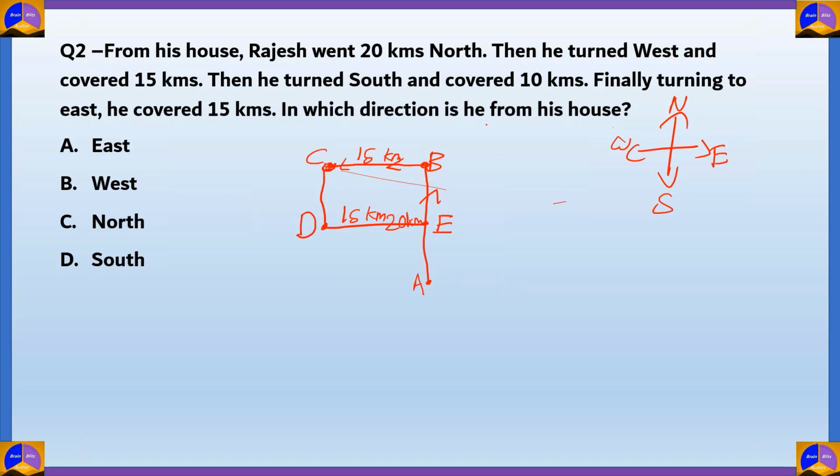Now, in which direction is he from his house? Now this means that if someone is looking from point A to Rajesh, in which direction will he be? Now Rajesh will be to the north of the house because we can see that point E is in the north of A. So the correct answer is option C, north. Let's move on to the next question.